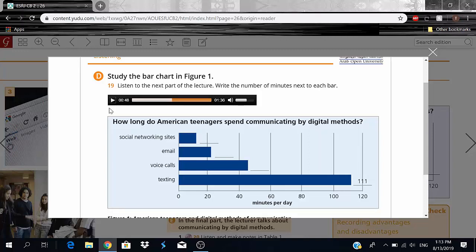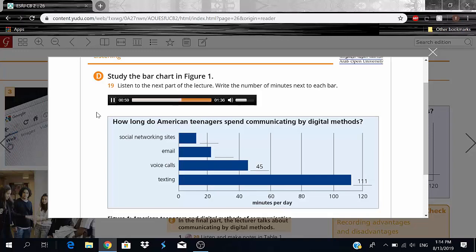Okay, so talking with their friends on their cell phone can only mean one thing, and that is voice calls. So they spend another 45 minutes basically just talking on the phone with their friends. So now you got a lot of time on your hands. So that's 156 minutes on their cell phones, texting and making voice calls.